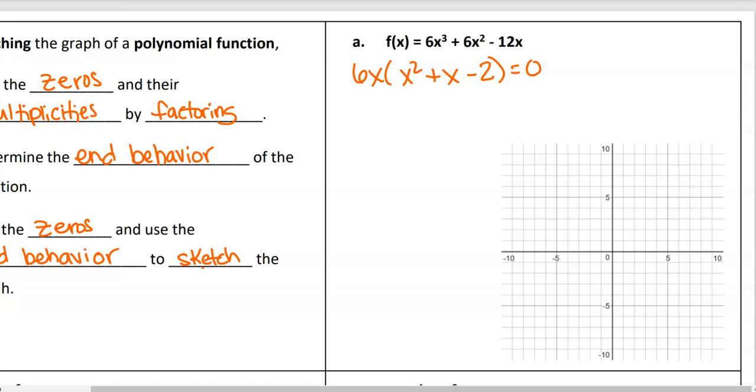We're going to basic factor the inside. So what multiplies to give you negative 2, but adds to give you a positive 1? Negative 1 and positive 2.